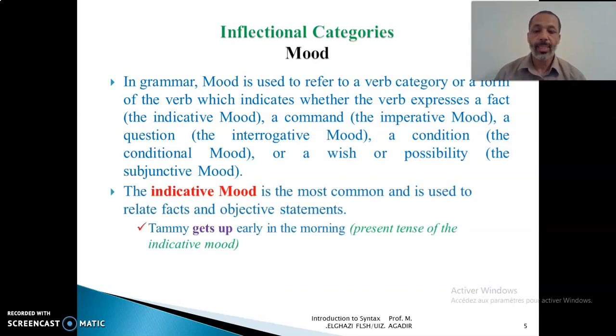So the indicative mood is the most common and is used to relate facts and objective statements. You say, for example, Tammy gets up early in the morning. The verb gets up is in the present tense. It's an indicative mood. It just expresses a fact. You can give a statement using the indicative mood. We can simply say that it is the mood which is neutral.